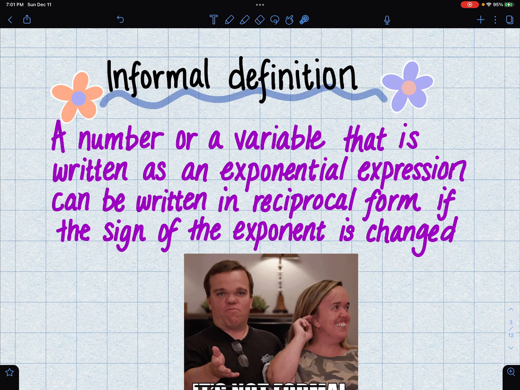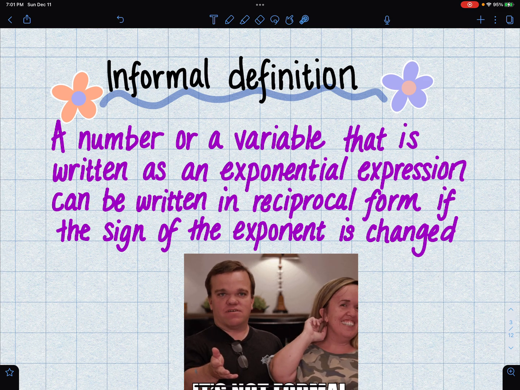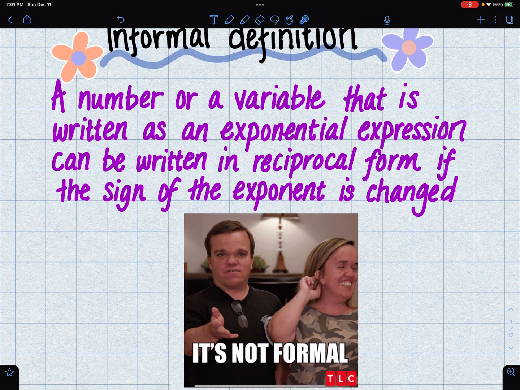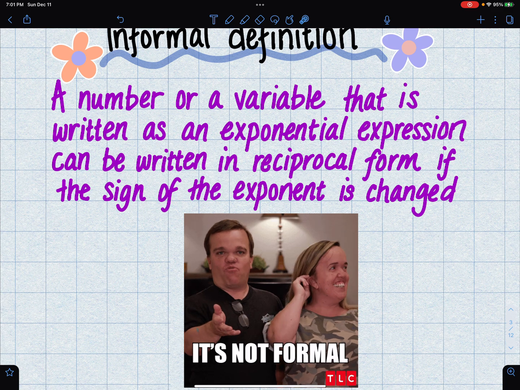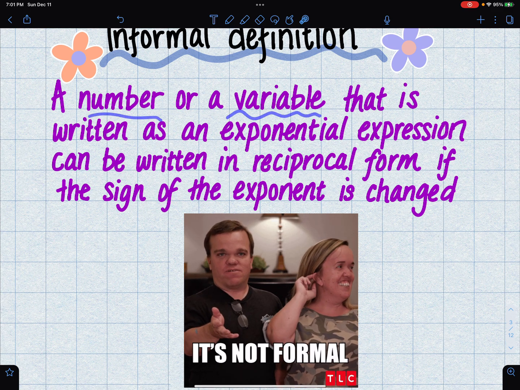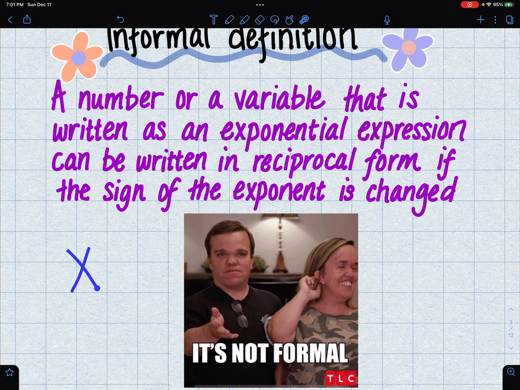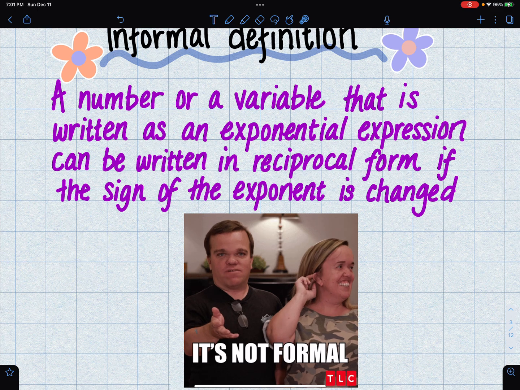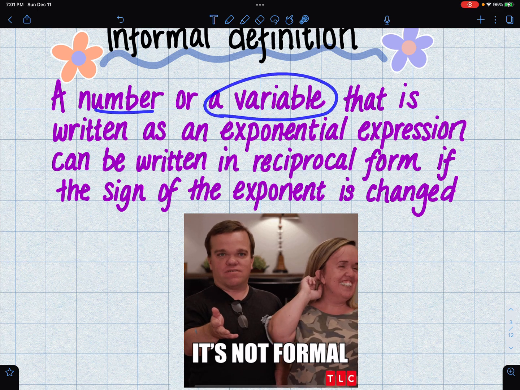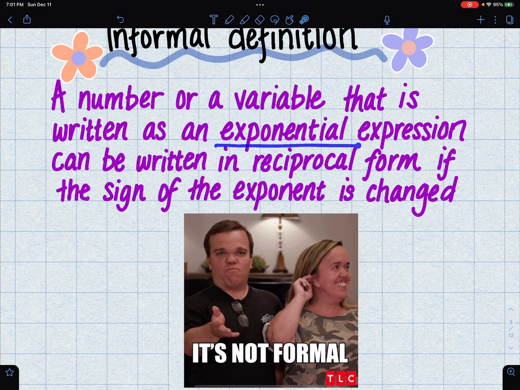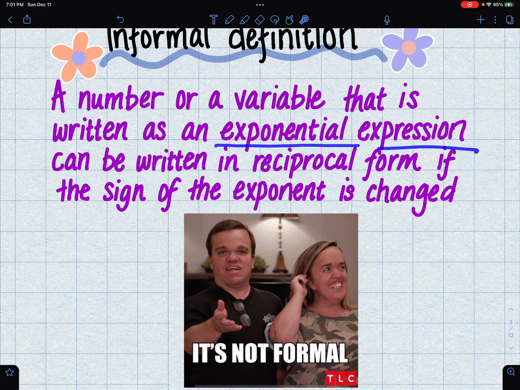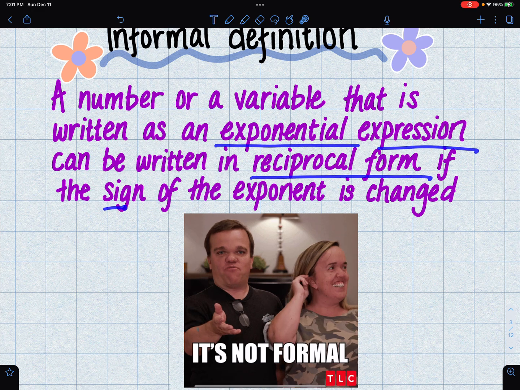Okay, so I told you the formal definition. This is the more informal definition. So a number or a variable, so it doesn't have to be 7 raised to the 2 power, it could be x raised to the 2 power, right? A number or a variable that is written as an exponential expression can be written in reciprocal form if the sign of the exponent is changed.